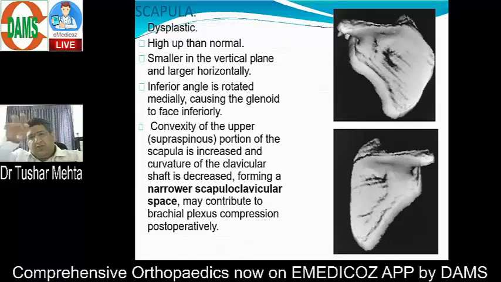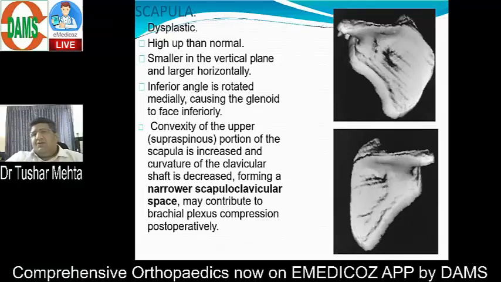So the supraspinous part, the convexity of the supraspinous part is increased. Now that leads to a problem: that is something that has to articulate with the curvature of the clavicular shaft. So when the convexity of the supraspinous part is increased, the claviculo-scapular distance, or in other words the scapulo-clavicular distance, gets narrowed down.